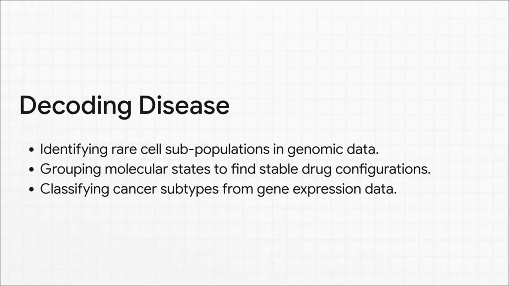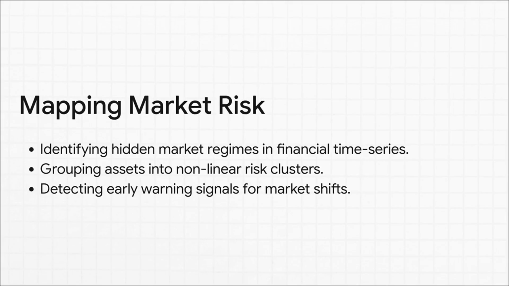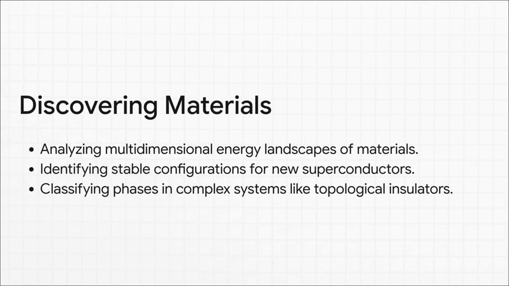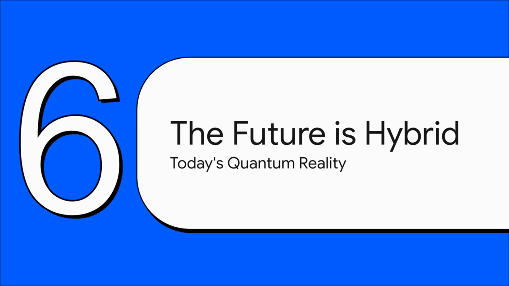In medicine, it can help find these really rare disease subtypes that are just totally missed by other methods. Or it can identify stable molecular structures, which could seriously accelerate drug discovery. And in finance, it can spot these subtle market patterns and group investments by risk in ways that simple linear models just can't, giving you a much more robust view of a portfolio. And in material science, it can help us navigate these incredibly complex energy landscapes to discover the right configurations for next-generation materials. Okay, this all sounds pretty incredible, right?